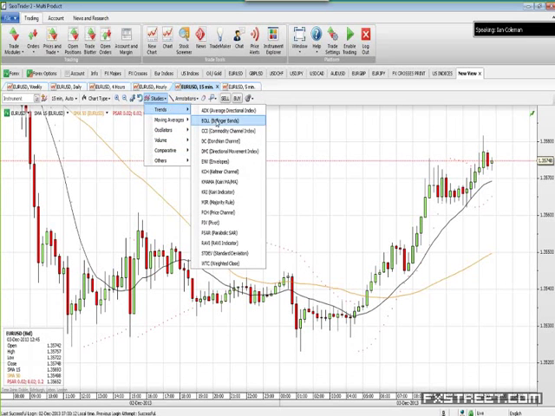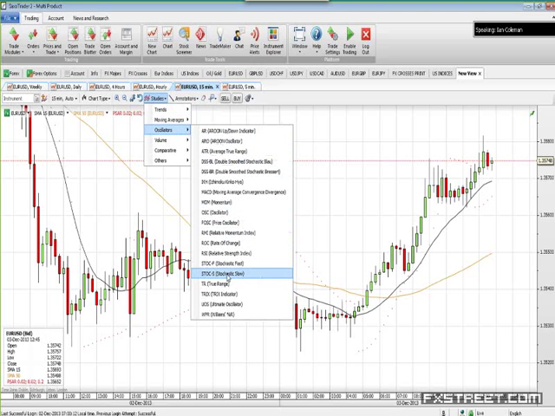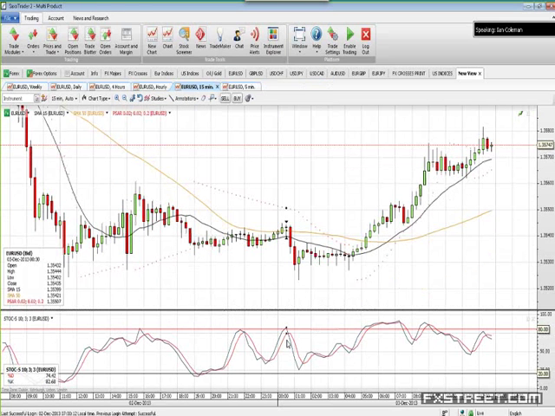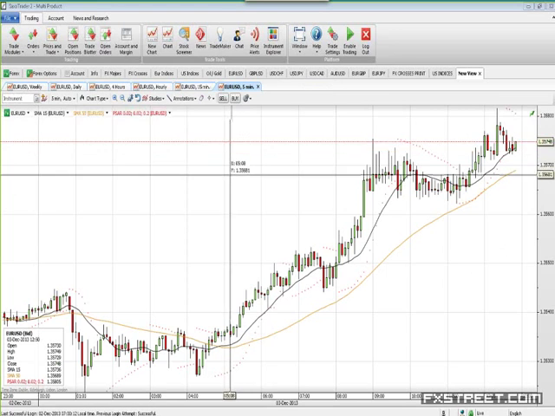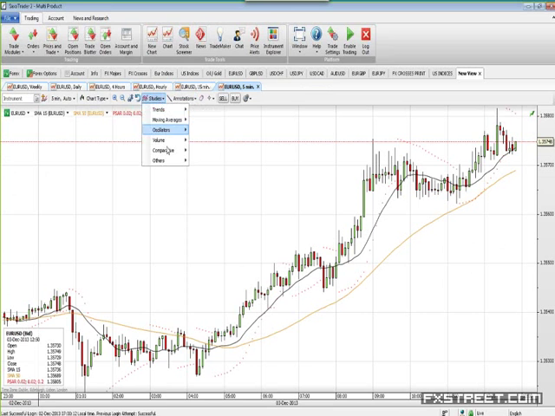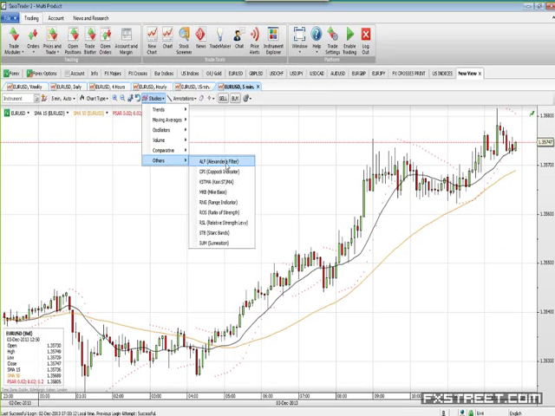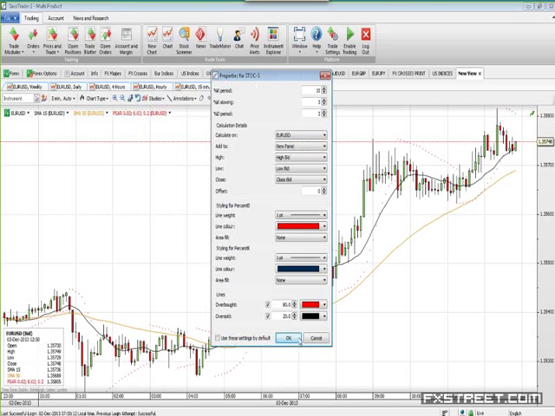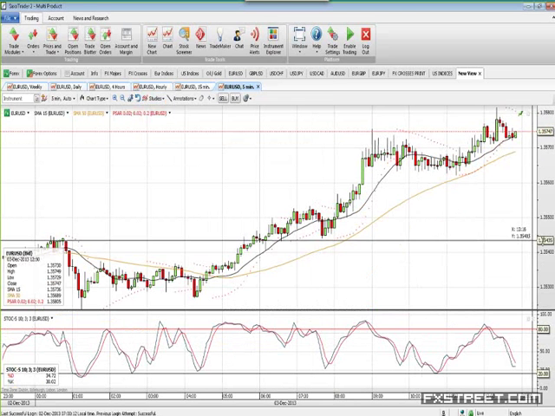Don't use slow stochastics on its own. Don't use any indicator on its own, because indicators are lagging indicators. The majority of them are, apart from the Ichimoku Cloud, etc. So use the time frames.